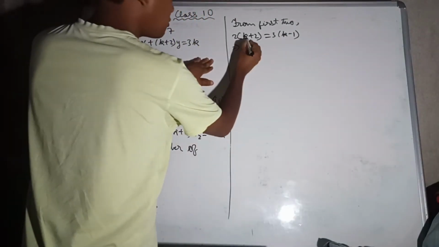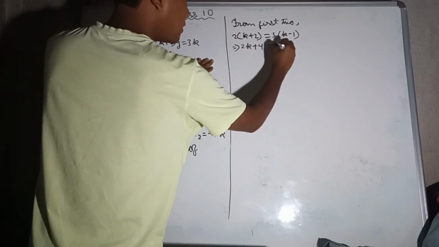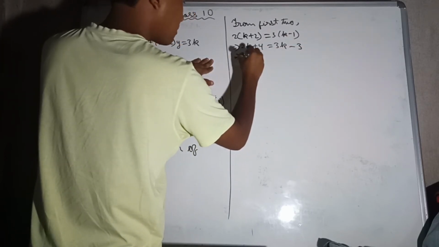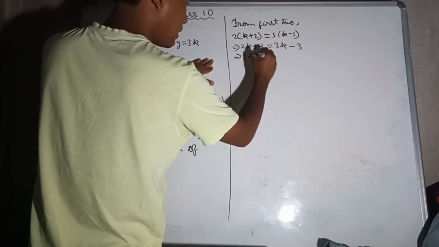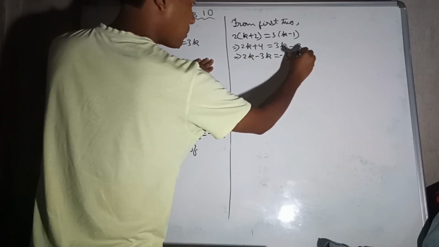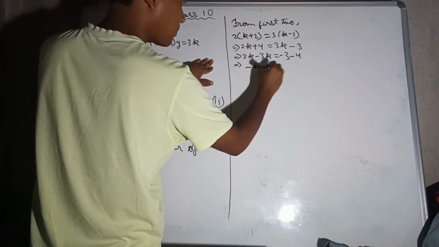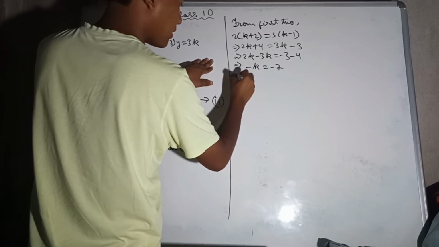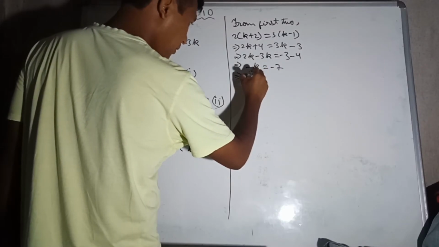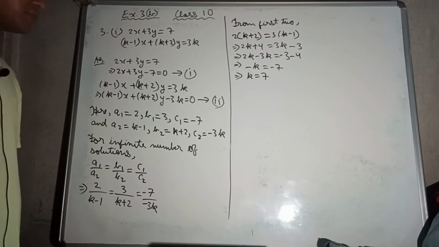This implies multiplying, 2 into k is 2k, plus 2 into 2 is 4. Then 3 into k is 3k, plus into minus is minus, 3 into 1 is 3. This implies 2k, 3k to the left side becomes minus 3k equal to minus 3, 4 to the right side becomes minus 4. This implies 2k minus 3k is minus k, minus 3 minus 4 is minus 7. The negative signs cancel on both sides, so k equal to 7. The value of k is 7.